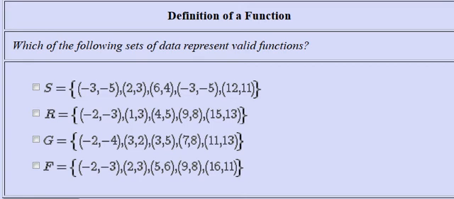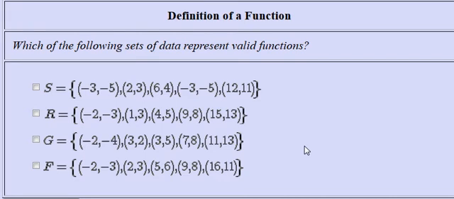In this problem, we're given several possible functions. Which of the following actually represent valid functions? By the way, if something isn't known to be a function, you can always call it a relation. So my job is to find out which of these four relations actually represents a function.